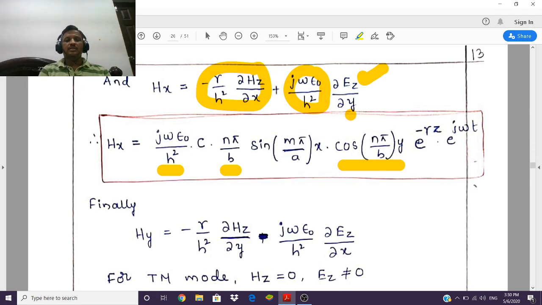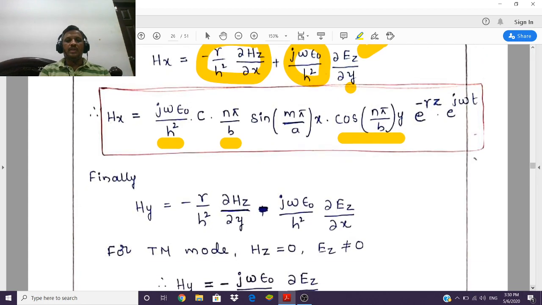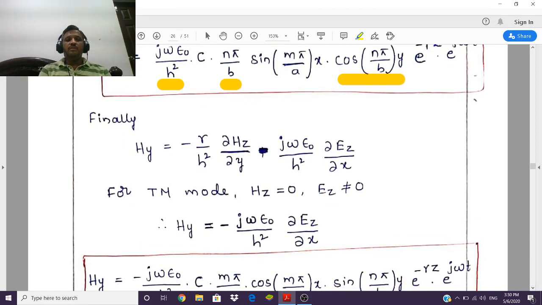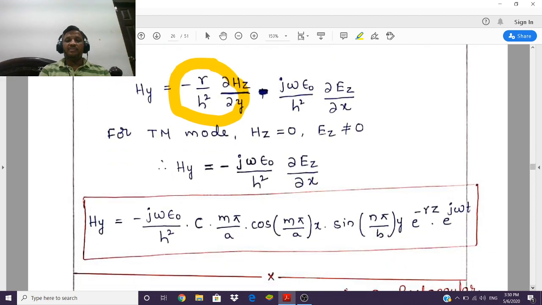So no need to remember this kind of expressions. Just remember this and also remember the solution of Ez and differentiate it. You can obviously get the answer. And finally, the Hy will be exactly similar: minus gamma by h square into ∂Hz by ∂y. This term will become 0 because Hz is 0. And here in place of plus, you have minus jωε0 by h square into ∂Ez by ∂x, as it is differentiation with respect to x. Sine(mπ/a x) will become cos(mπ/a x) and mπ/a, and these terms will be as it is. And this is the expression for Hy.